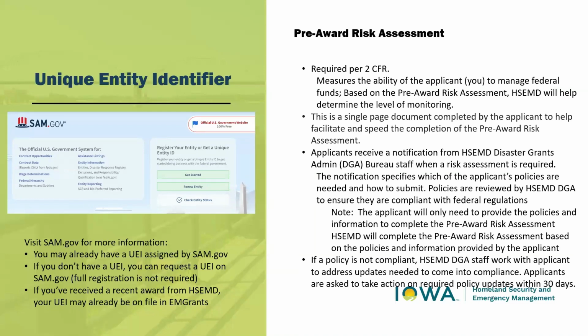Once we receive that, our staff will determine your risk. Any notifications that we might see of additional policies will be sent to you directly. You may need to provide policies and information to complete that pre-award risk assessment. If a policy is not compliant, we will work with the applicant to address updates needed to come into compliance. Applicants are asked to take action required on those policies within 30 days. If you need additional time, please let us know.